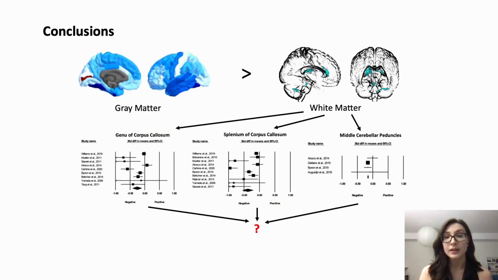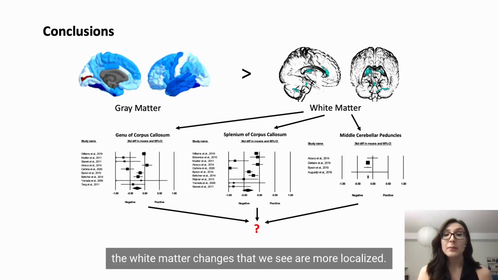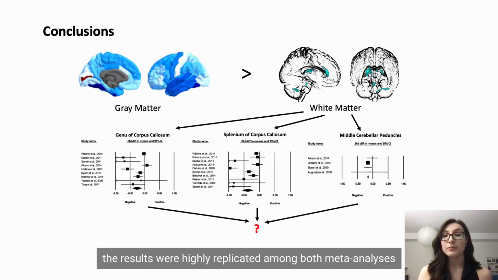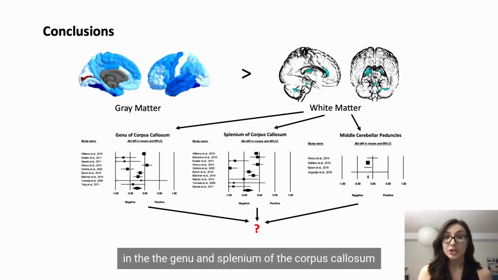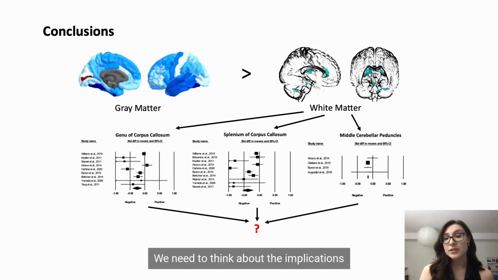In conclusion, although there are widespread brain changes in gray matter and obesity, the white matter changes that we see are more localized. And although the changes were smaller, the results were highly replicated among both meta-analyses in the genu, the splenium of the corpus callosum, and the middle cerebellar peduncles. We need to think about the implications to cognitive function from these brain changes as well.